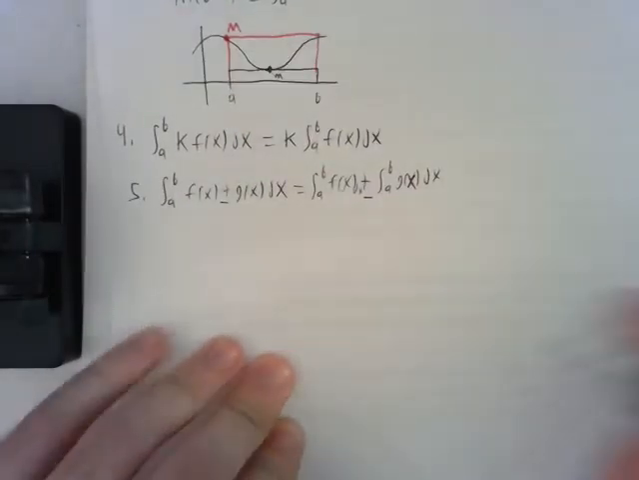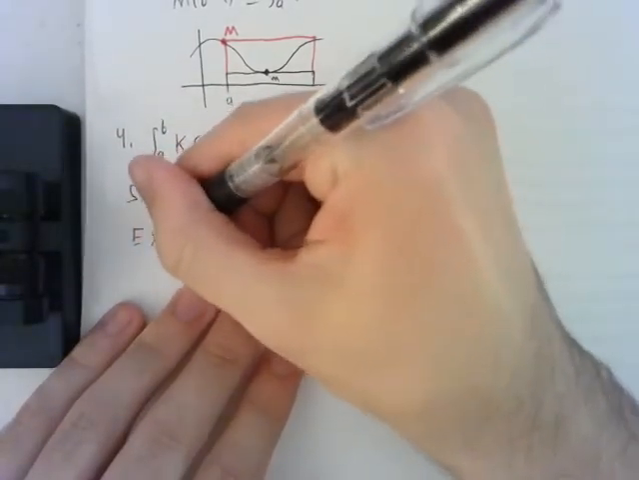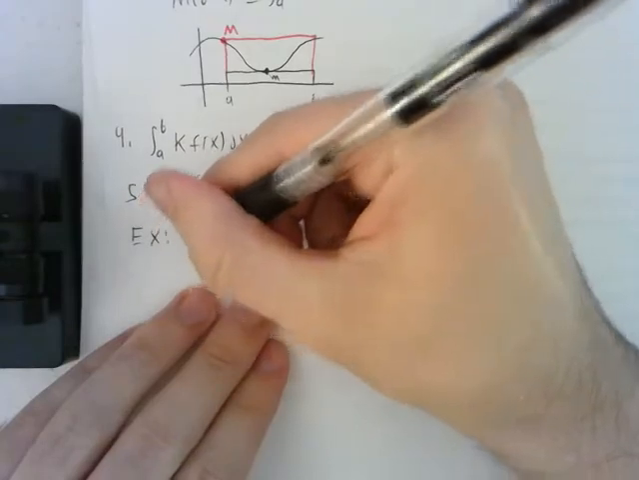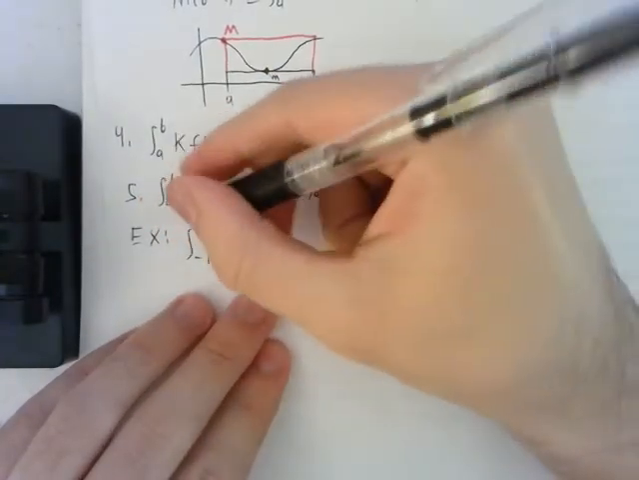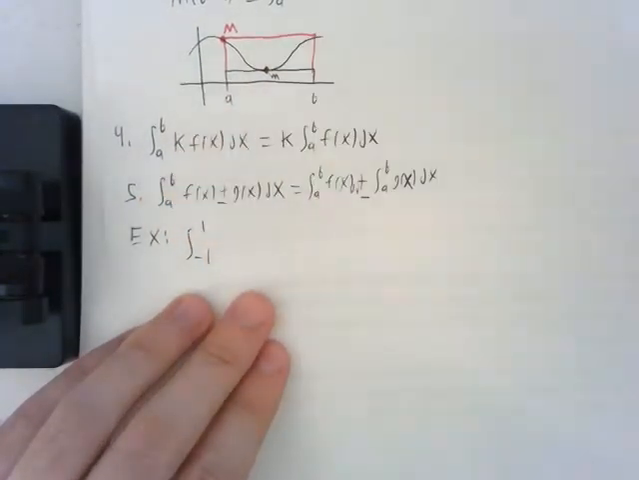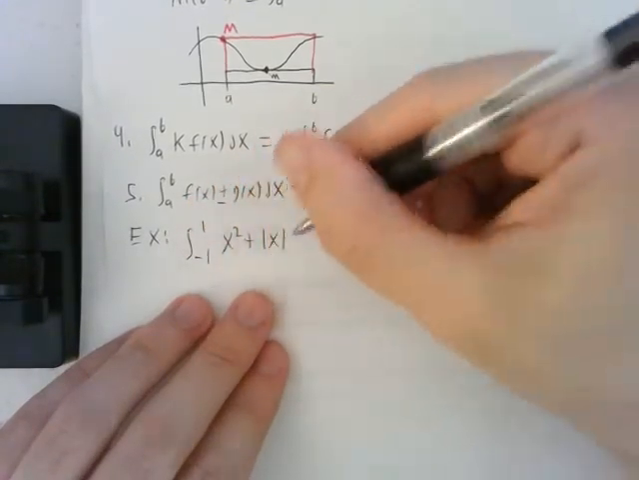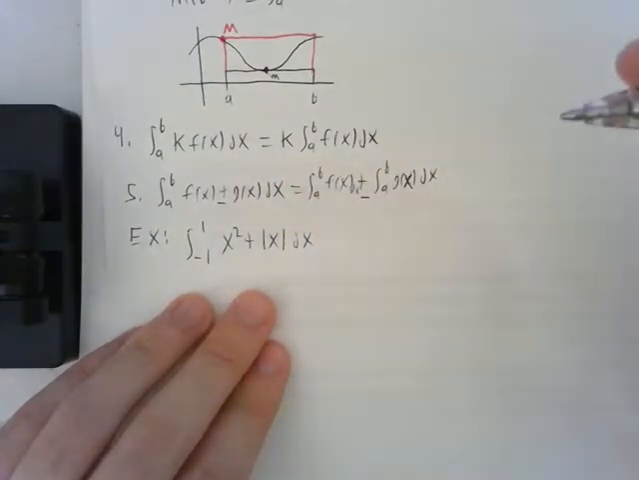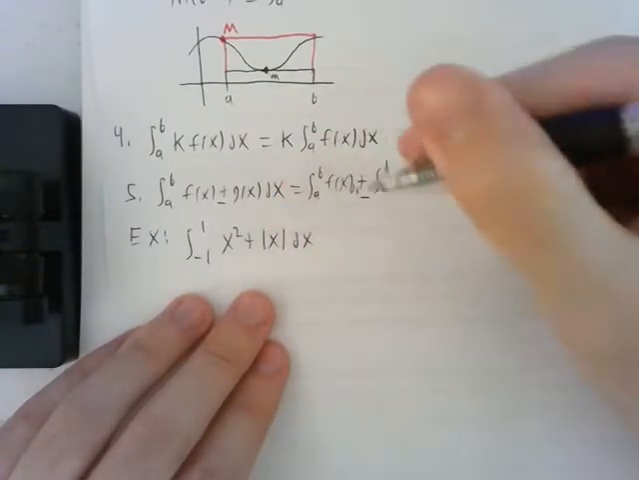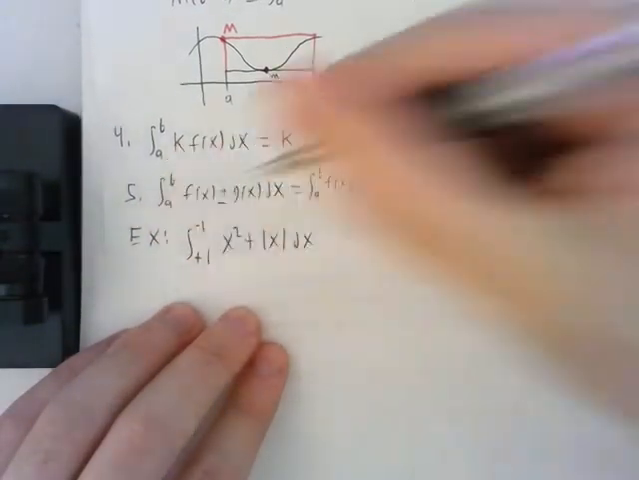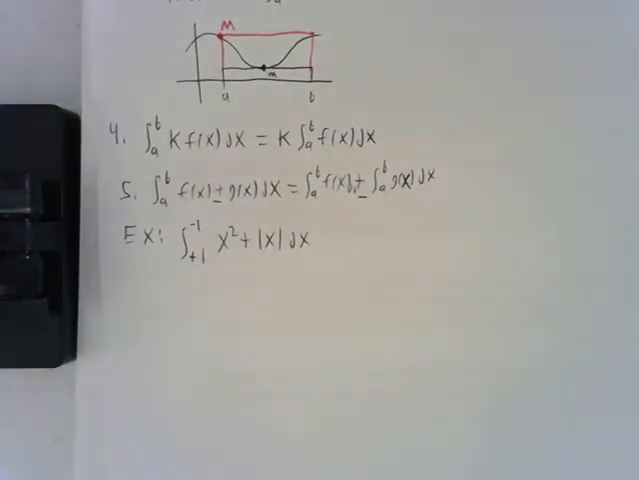Okay, so let's look at an example where we use some of these things. So first off, let's look at the integral from -1 to 1, let's say, of x squared plus absolute value of x dx. And actually, just to make this a little bit more interesting, let's change this to +1 to -1. That way we have to use one extra property to figure it out.